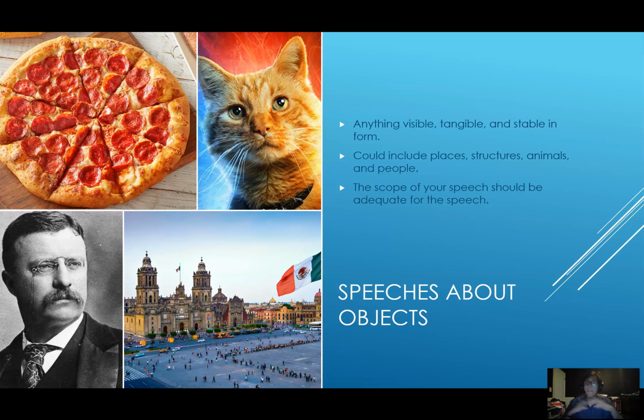It could be about pizza. It can be about cats. It could be about Teddy Roosevelt. It could be about Mexico. It can be about just about anything that is visible or tangible.